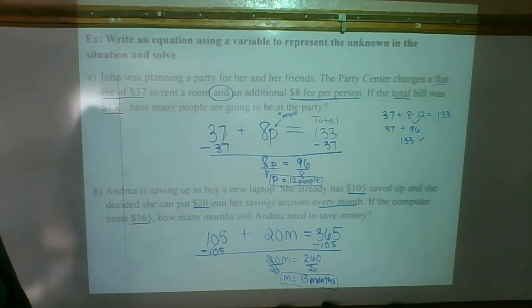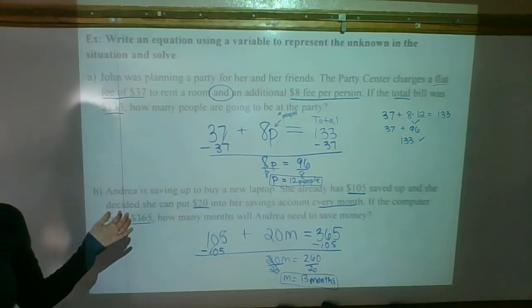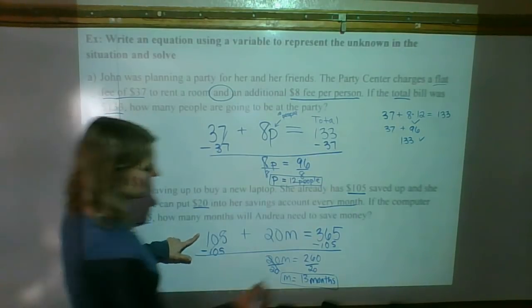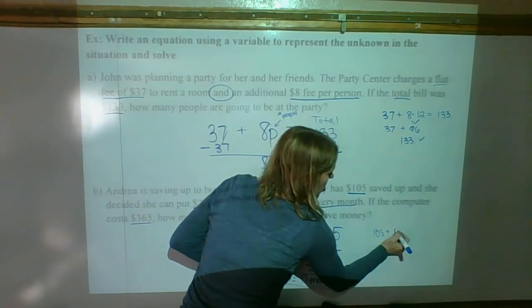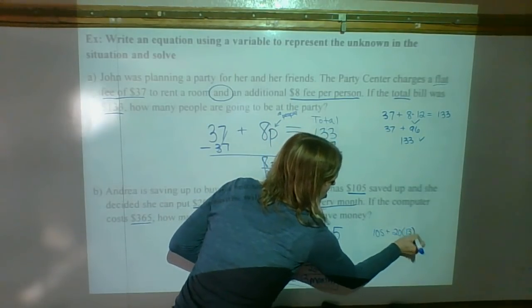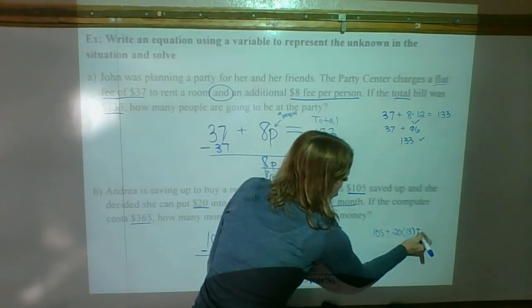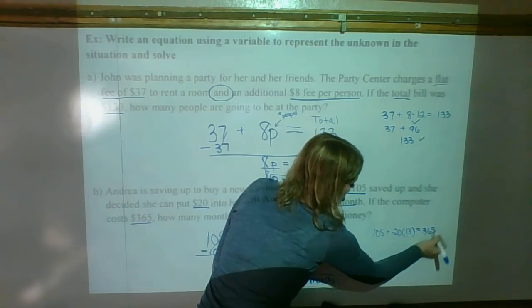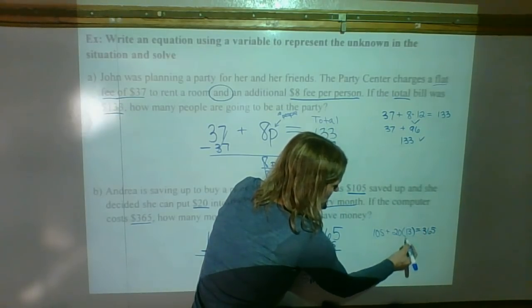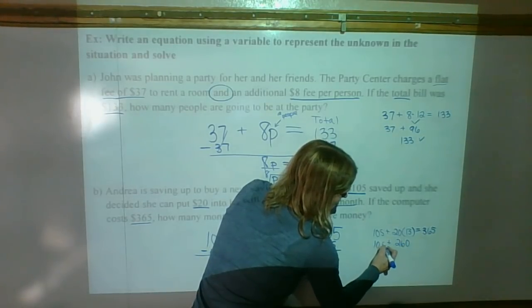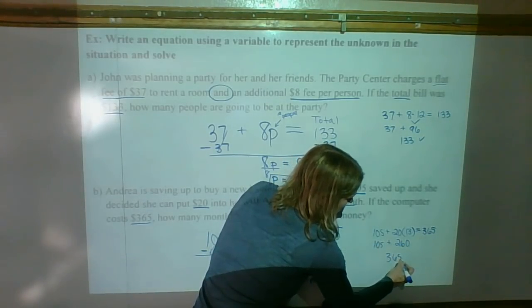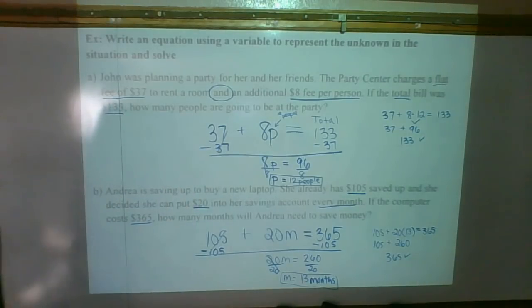All right, and then again, we have one more step, which is to what? Check. So we've got 105 plus 20 times 13. I put the 13 in for the M equals 365. Now let's see. 20 times 13 would be 260. Plus 105 makes 365. So check, works out.